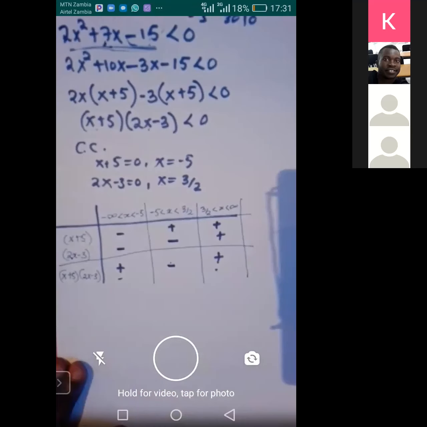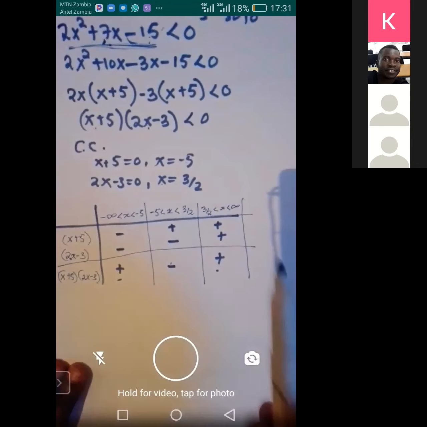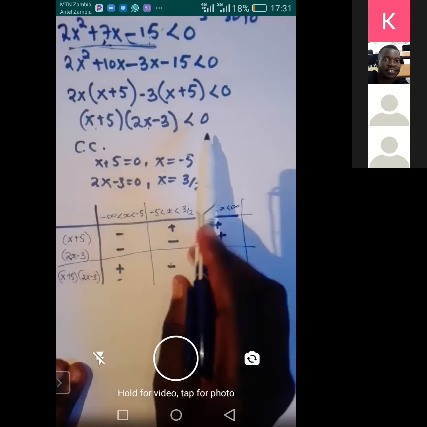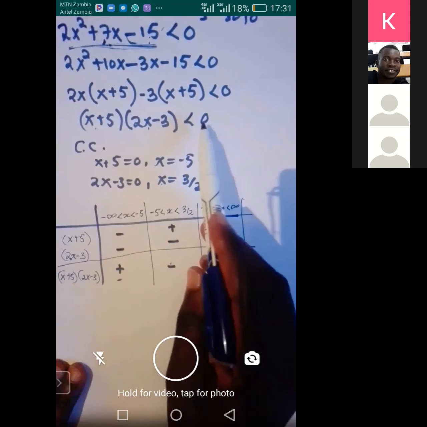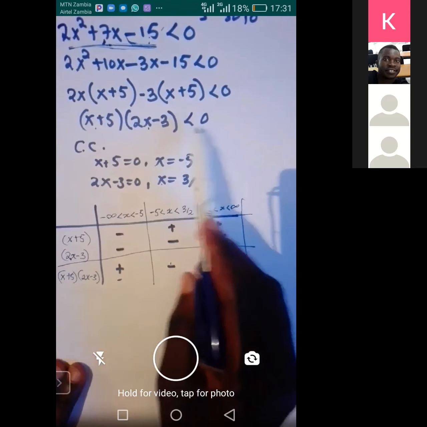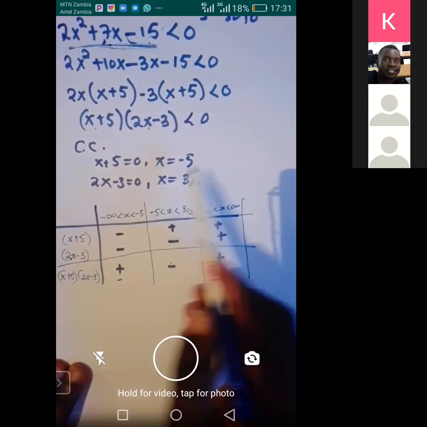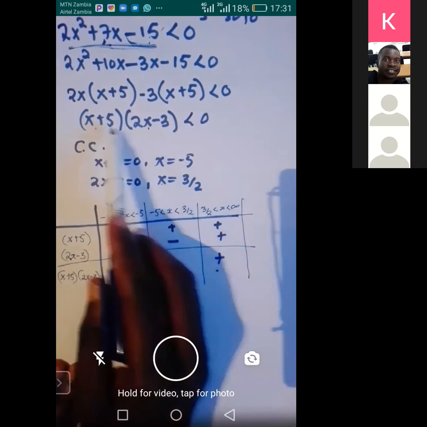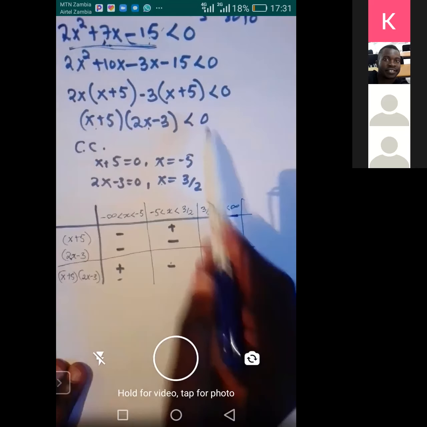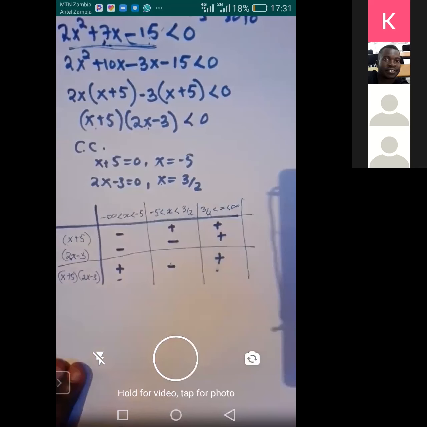So this is what we are going to have. But we are critically looking for values of x which will be less than 0, not less than or equal to. And you see, when you put -5 there, it will be 0. This 0 is not less than 0, so -5 is not inclusive in our solution set. 3/2, when you put it there, you still get a 0, which is not less than 0, so it is not inclusive of our solution set.